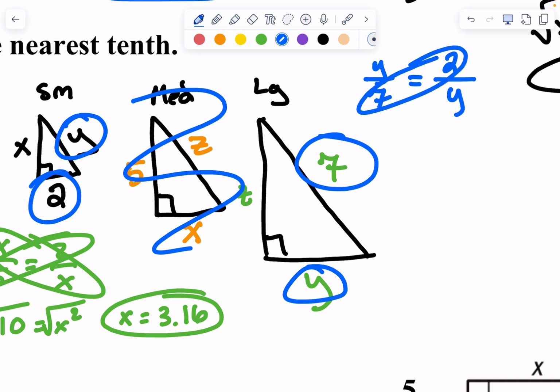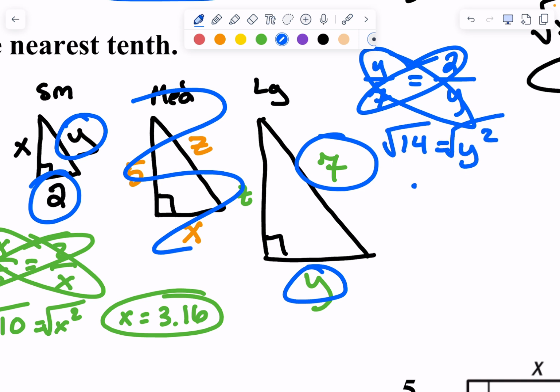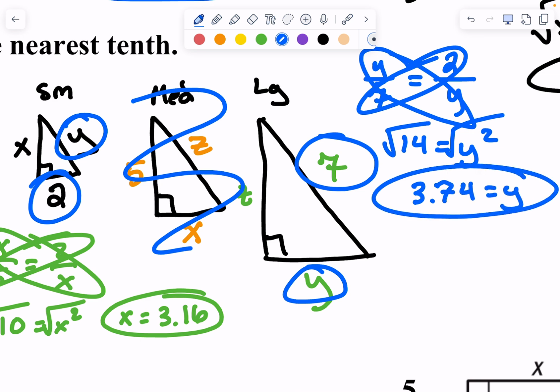Ella does not like doing it that way. 7 times 2 is 14 equals y squared. And we take the square root. And that is? 3.74. Perfect. Equals y. There we go. Okay. You write that while I erase.